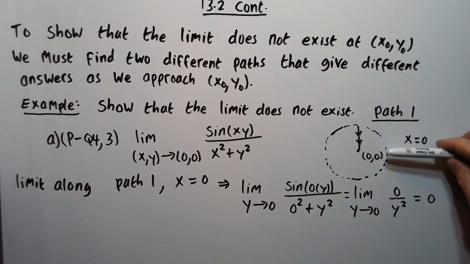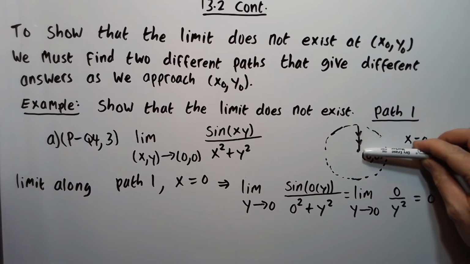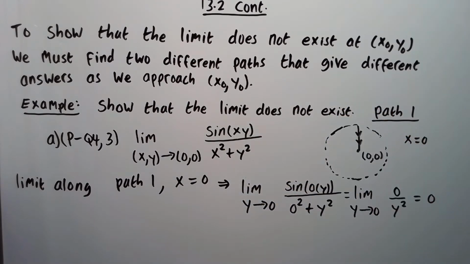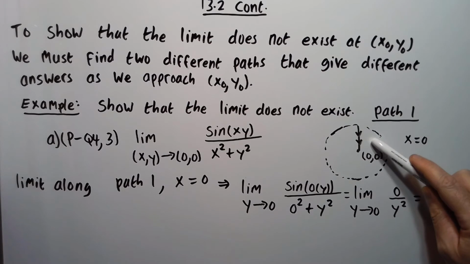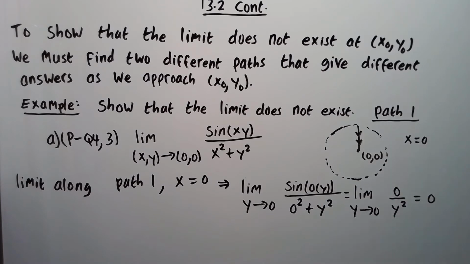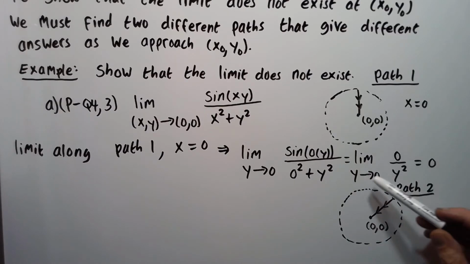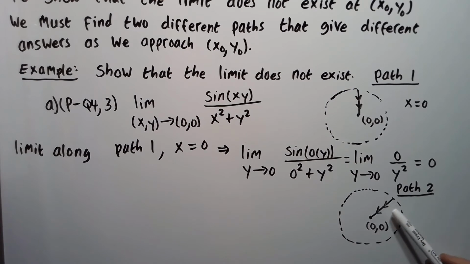Now, we could try along the x-axis. That's when y is 0, but if you look at this, you can see it'll be the same answer. So it will not give us a different answer along that path. So let's try a different one. Let's try, say, along the line y equals x. Let's do path 2 here. So here's path 2. I'm going to come in to 0, 0 along the line y equals x.